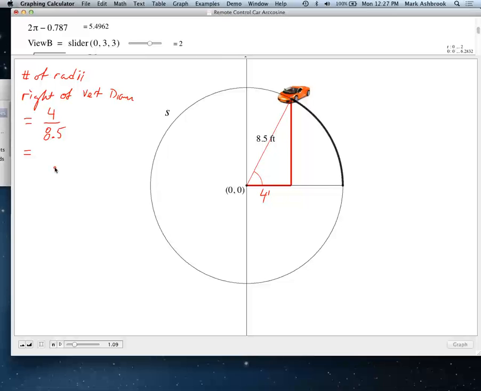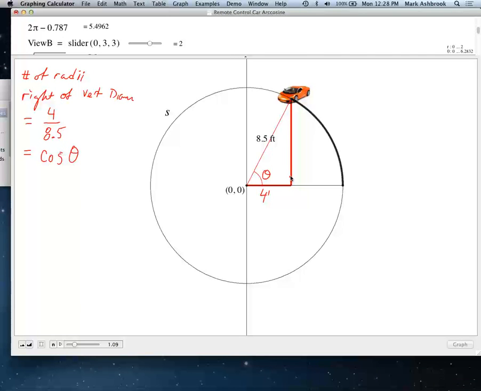So which one is it? We got sine, arc sine, cosine, and arc cosine. Which one of those gives, as its result, the number of radii to the right of the vertical diameter? We should all know this. It's cosine. The output of cosine is the number of radius lengths to the right of the vertical diameter. Cosine of what? Cosine of theta, right? Okay, so that ratio, 4 over 8.5, is the cosine of theta because it gives us the number of radius lengths to the right of the vertical diameter.